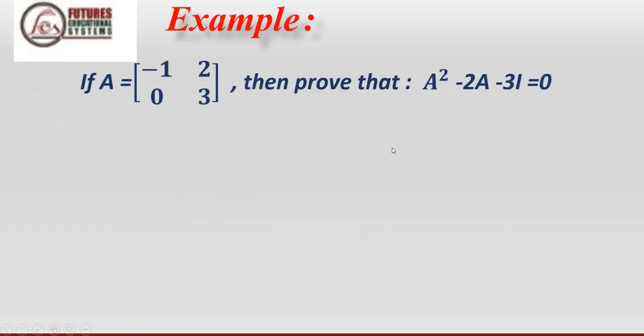Let's go to this example. If we have matrix A in order 2 by 2, then prove that A squared minus 2A minus 3I equals 0.